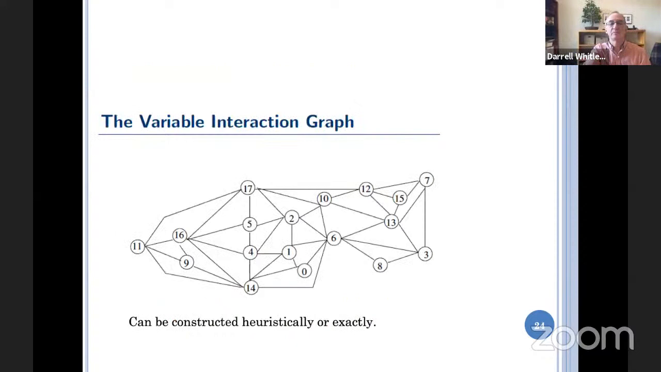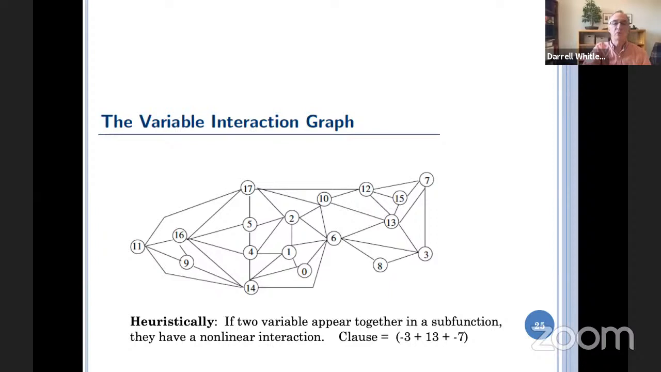Now, the first thing I'm going to do is construct this variable interaction graph. The variable interaction graph can be constructed heuristically or exactly, but all it captures is the pairwise nonlinear interactions in your subfunction. You can pull those out of the Fourier polynomial, or you can compute them heuristically. If you want to compute them heuristically, you look at a subfunction or a clause and say, okay, 3 and 13 appear together, so therefore they're going to be connected. The heuristic will sometimes overestimate the number of connections, but it never will miss a connection. So it's fine for a quick way of getting this graph.